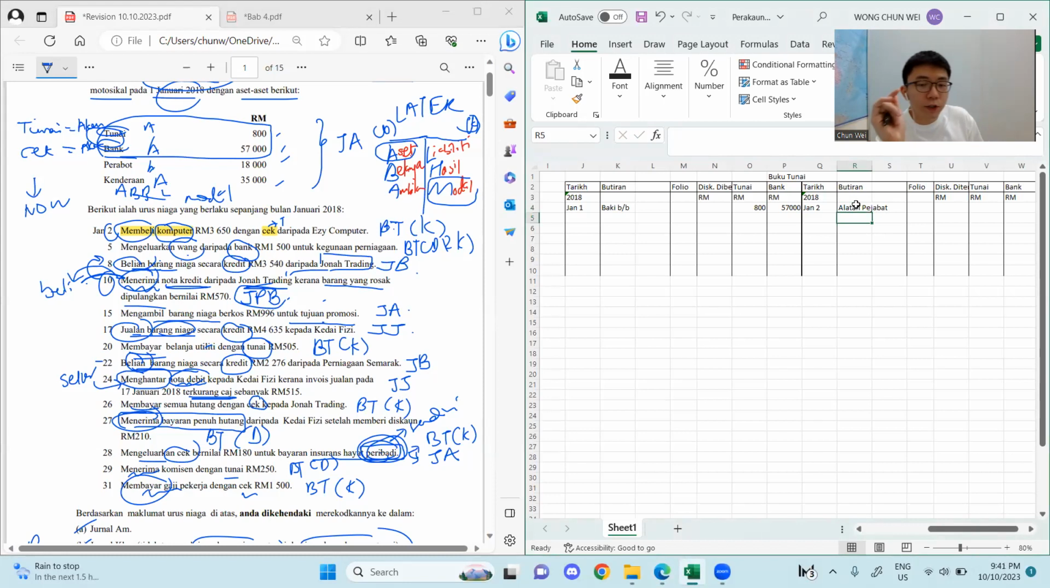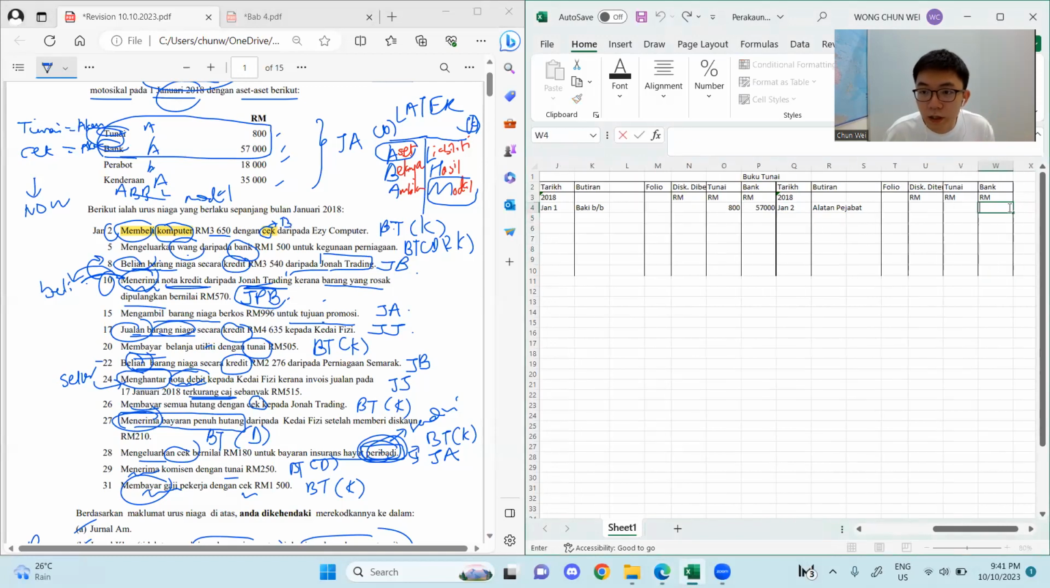Okay, when you come to accounting, you have to be specific. You have to use the accounting term for everything. So here, for example, when they say computer, there is no account computer. You have to put it into the so-called account alatan pejabat, because computer is an alatan pejabat. All right. So how much? 3,650 with cheque. I told you just now, whenever it's a cheque, cheque is the same thing as the account bank. So in the account bank here, under this column, you put in 3,650.